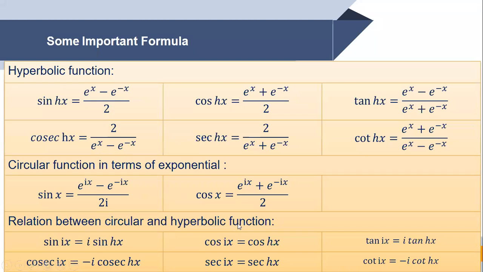The relation between circular and hyperbolic functions is very important. Sin ix is nothing but i sin hyperbolic x. This formula is very, very important. Sin ix is equal to i sin hyperbolic x, and cos ix is equal to cos hyperbolic x. Again I repeat the important formula: sin ix is i sin hyperbolic x, and cos ix is cos hyperbolic x. Similarly, tan ix is i tan hyperbolic x, cosec ix is minus i cosec hyperbolic x, sec ix is sec hyperbolic x, and cot ix is minus i cot hyperbolic x.